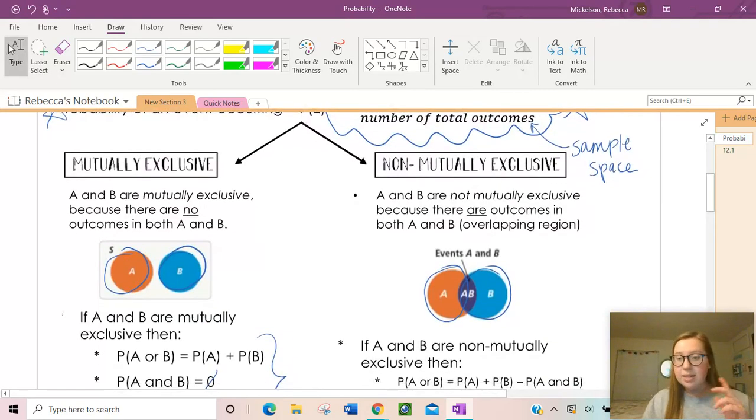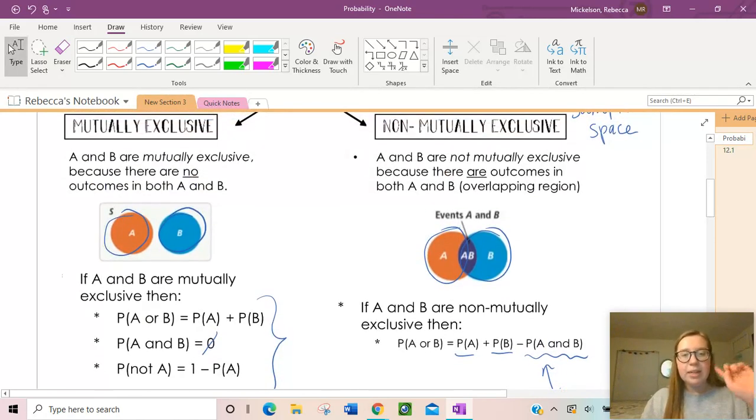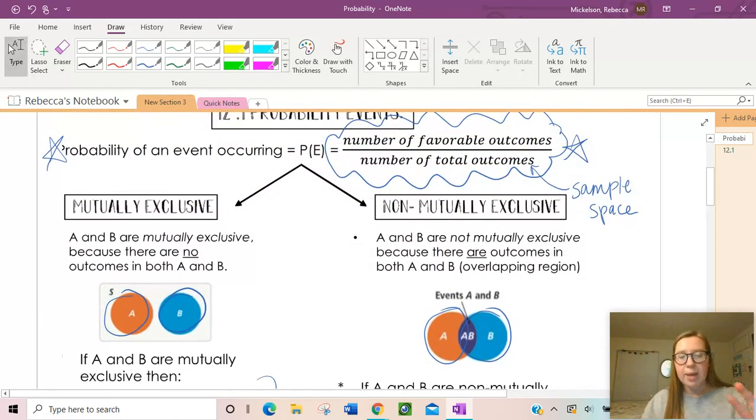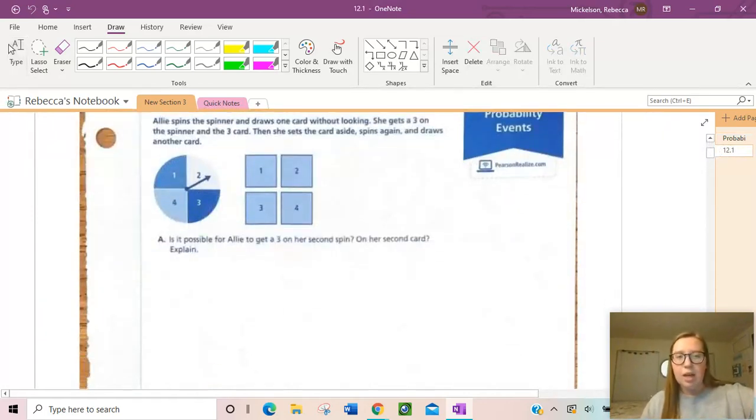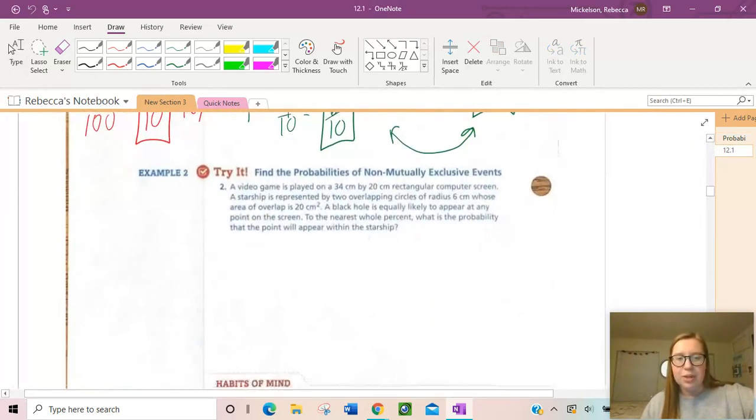On your Math Excel assignment for today, the first couple of questions are just going to give you a scenario and ask you, are they mutually exclusive or non-mutually exclusive? So we just want to be able to identify those. But that's where we're going to leave off on this page for right now. And we're going to jump back over to example number 2 in our probabilities.